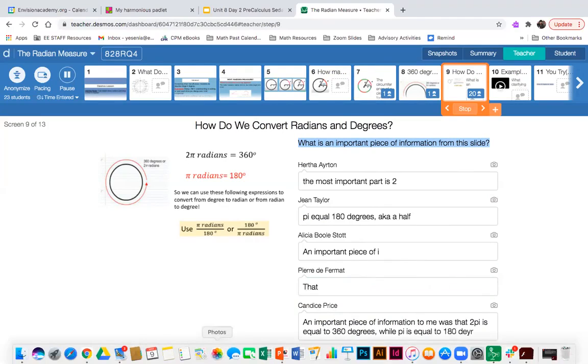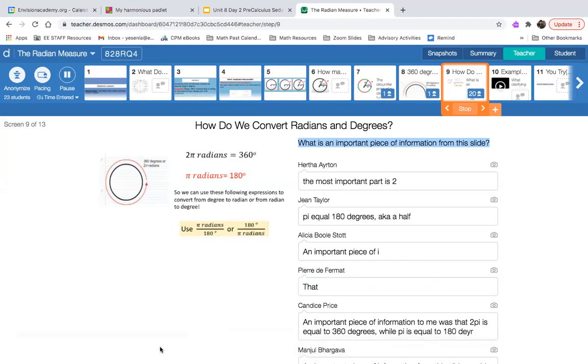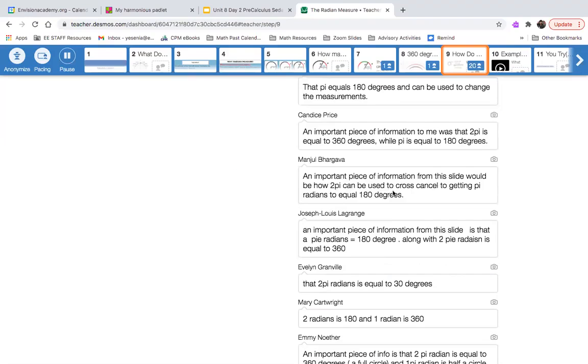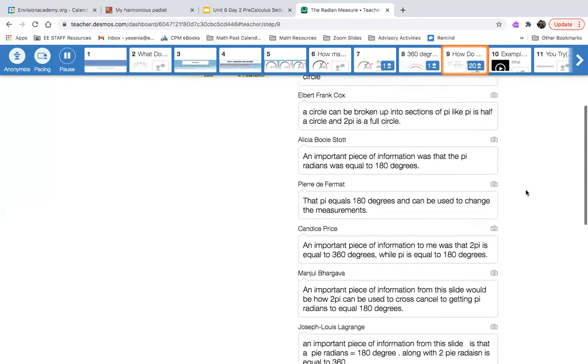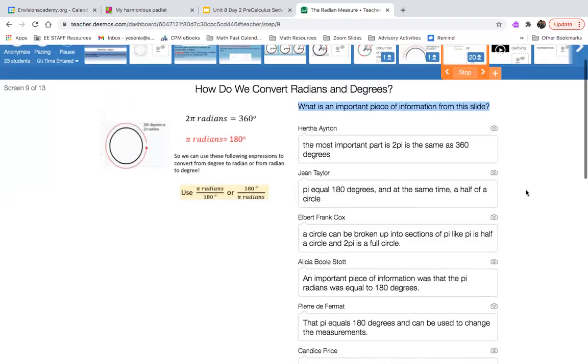And this is just a little checkpoint to see what we're grasping at this point. Use the cross cancel to get pi. Oh, like what we did, dividing by 2 on both sides. I agree. That's awesome. And how a circle can be broken up into sections and we can make those equivalent expressions.